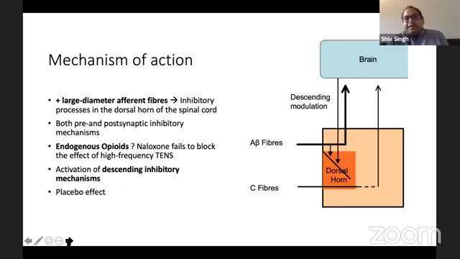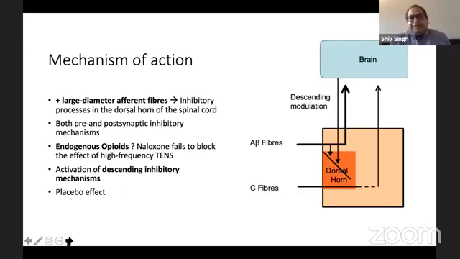So then on the right side, you can actually see a nice diagram. So there is this descending modulation, and there's also modulation of the gate. So in the dorsal horn, this gate is actually shut so that the transmission through C fibers or A delta fibers is actually reduced or stopped.